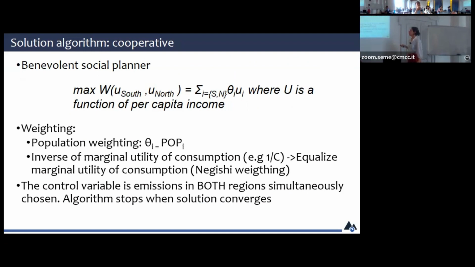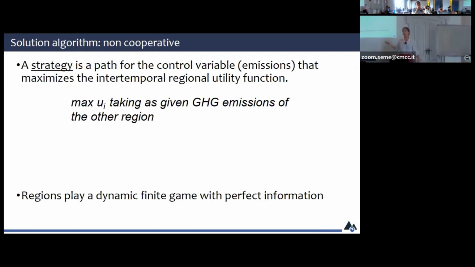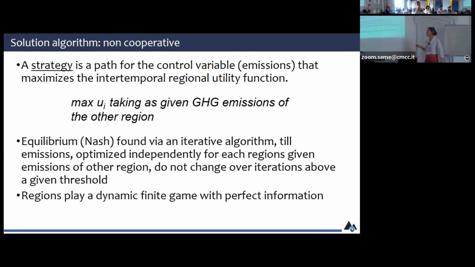Sorry. So here, the control variable in the cooperative is emissions in both countries. Sorry, I was ahead of myself, and I was talking about the non-cooperative. In the cooperative, obviously, the God is choosing emissions optimally in both North and South. In the non-cooperative, you do what I just said before, which is you take the emissions of the other regions and optimize depending on that. In both cases, you solve iterating until the game is solved.